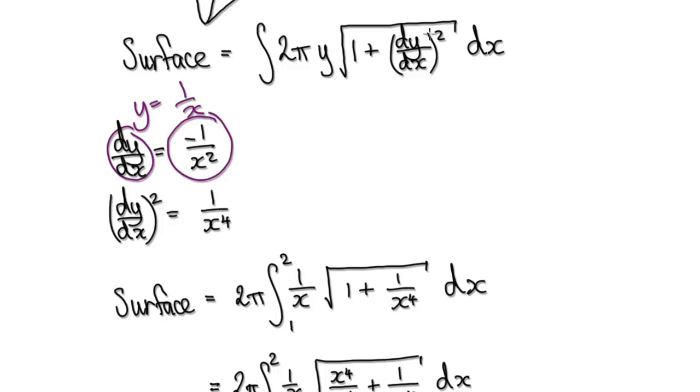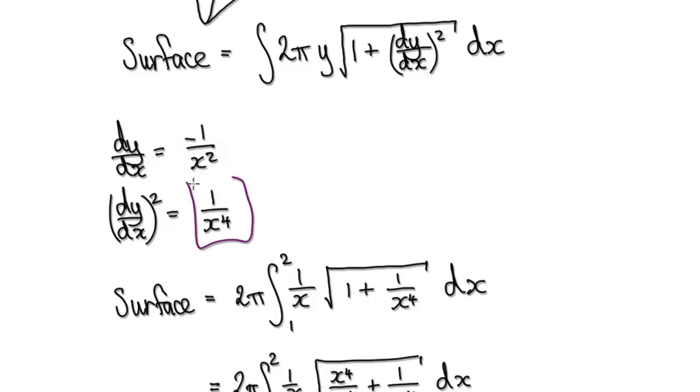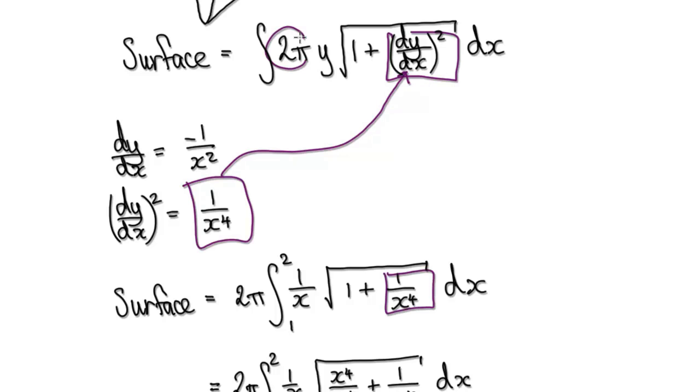But then if you look at the formula, you need to square dy by dx. So when you square it, it will give you this, because this thing squared will give you this. So now we can put this into here. That will then give us this thing here. Remember, this is a constant, so we can take it out. That will then give us this.